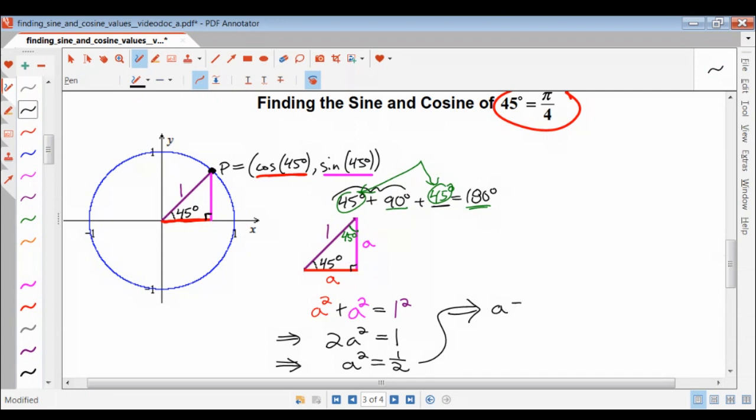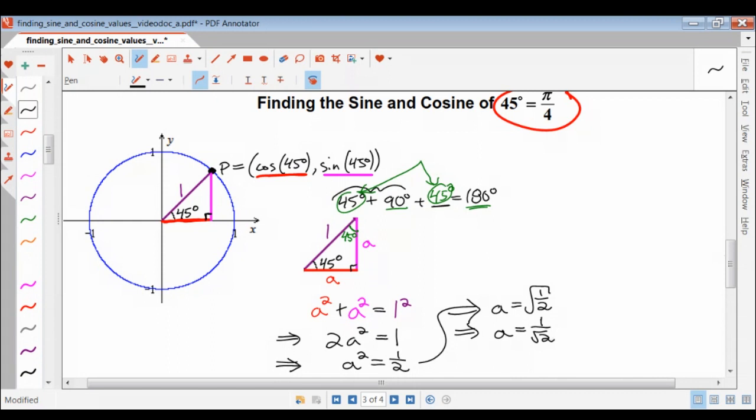If I square root 1/2, I get the square root of 1/2. And we can take the square root of a fraction by taking the square root of the top of the fraction, square root of 1 is 1, and the square root of the bottom of the fraction, which is the square root of 2. And now we have solved for the side lengths of this little right triangle.